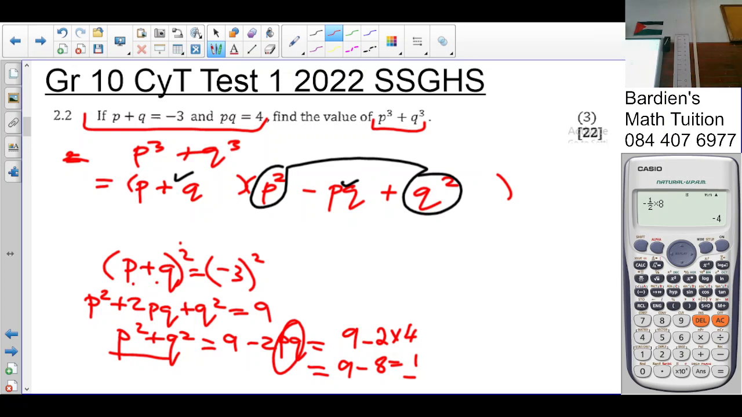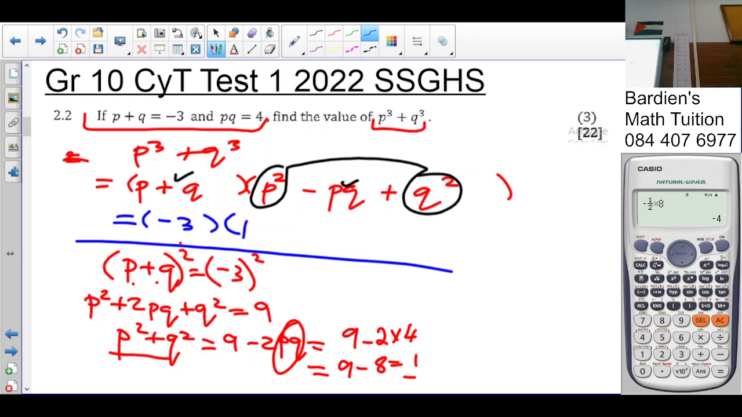Which means now that it is equal to P plus Q, negative 3, into what's P squared plus Q squared? 1. Yes? Minus P times Q, 4. Which is negative 3 times negative 3, which is 9.